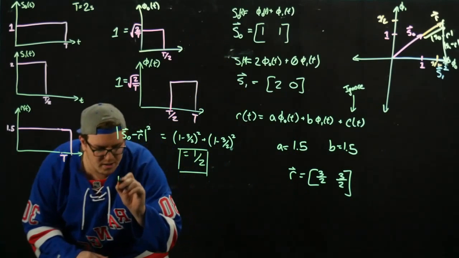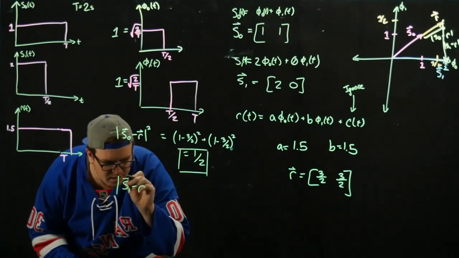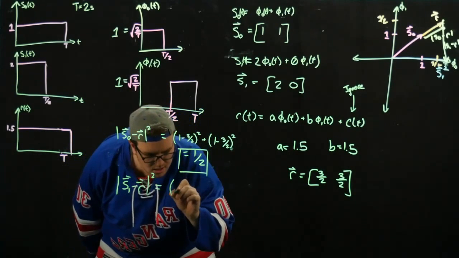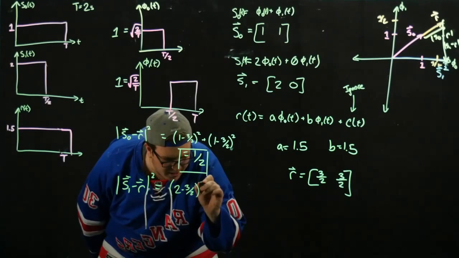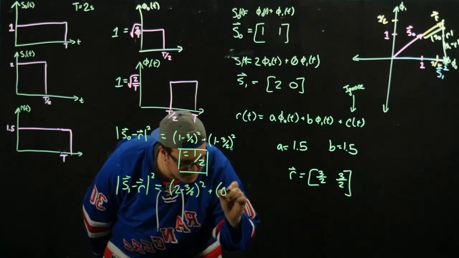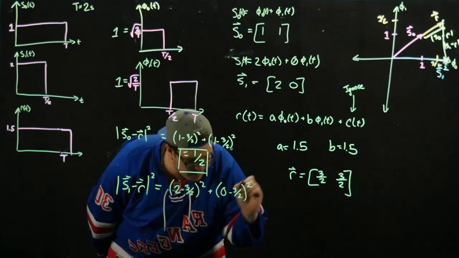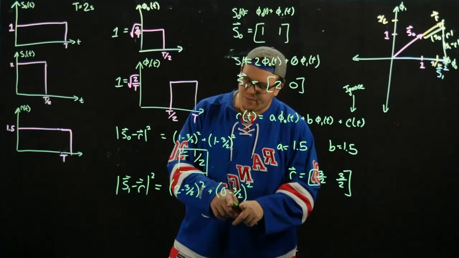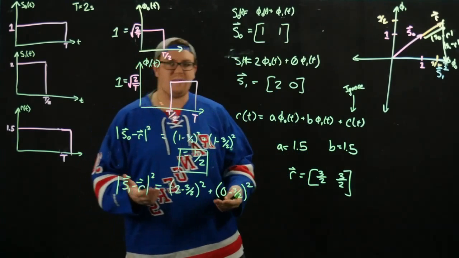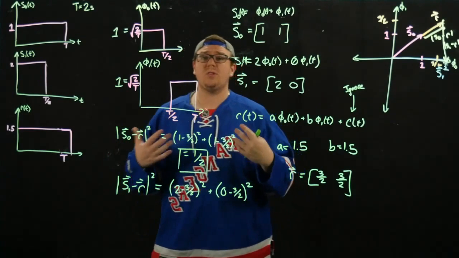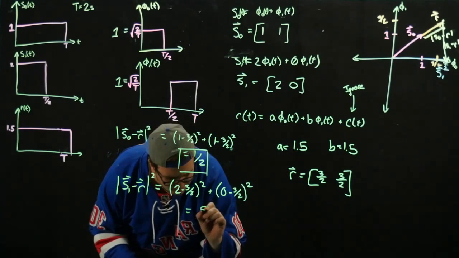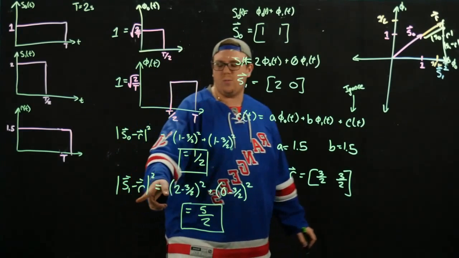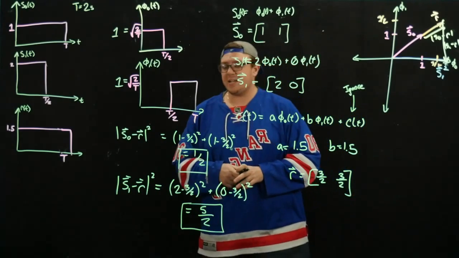Let's do the same thing for 1. So we have S1 minus R in vector form squared. And so that should be 2 minus 3/2 squared plus 0 minus 3/2 squared. So this gets us a fourth because it's a half squared. This gets us 9/4. So we do a fourth plus 9/4 is 10/4, which is also 5/2. So we end up with 5/2. And so that's our distance between 1 and R squared in our signal space.